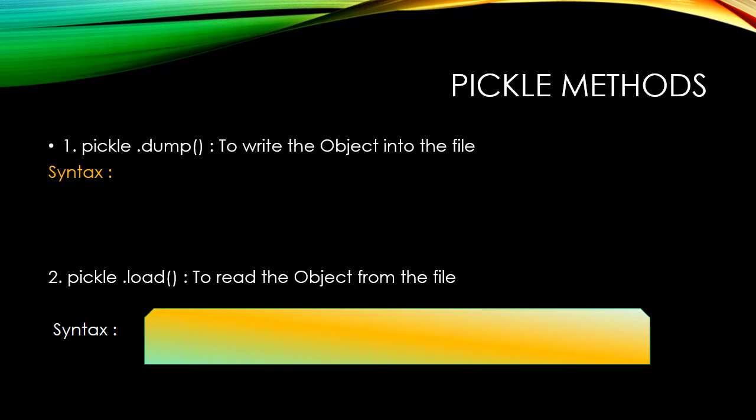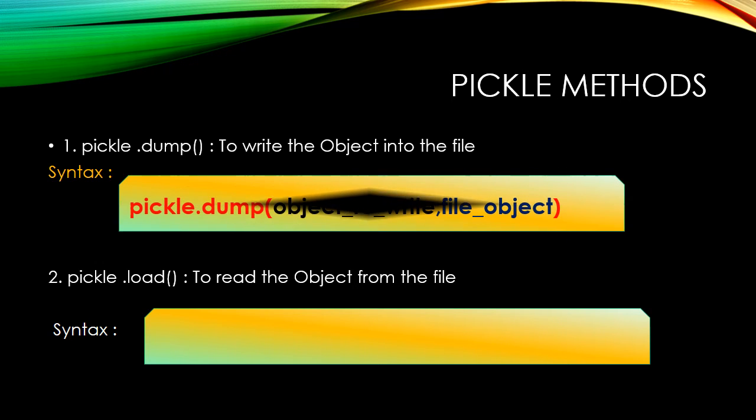Dump is used to write the objects into the file. The syntax of dump has two parameters: the object to write and the file object. Object to write means we can give a sequence object, such as a list or a dictionary object. File object is the name of the file object we gave when opening the file.